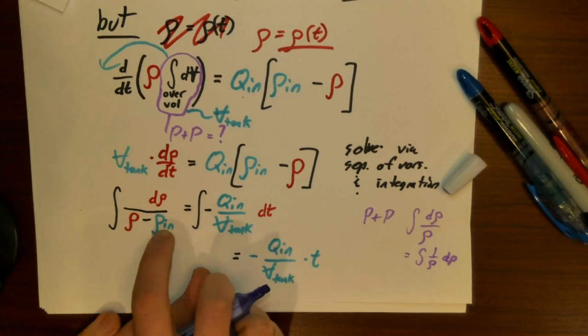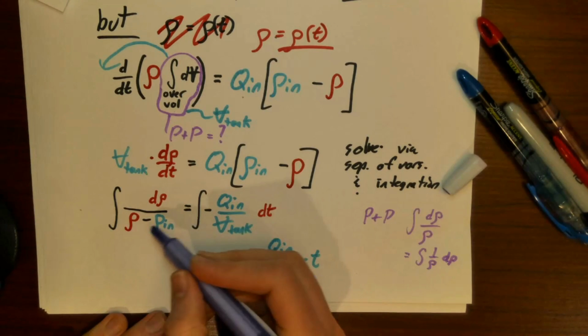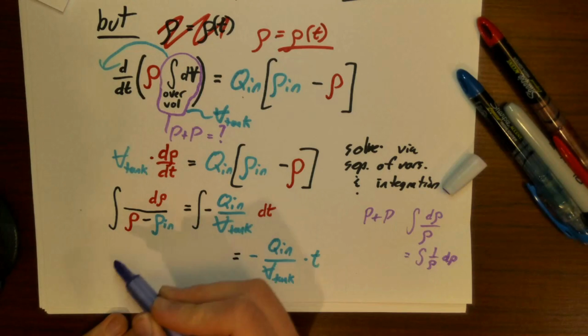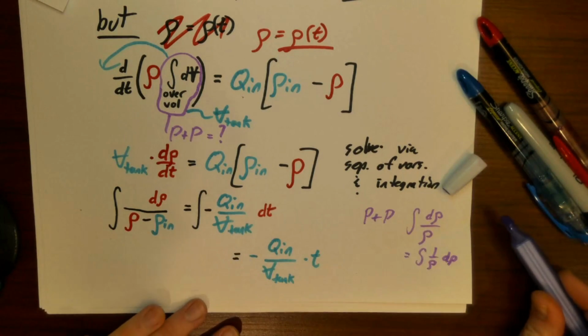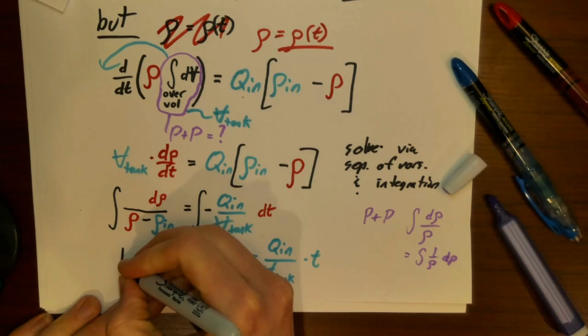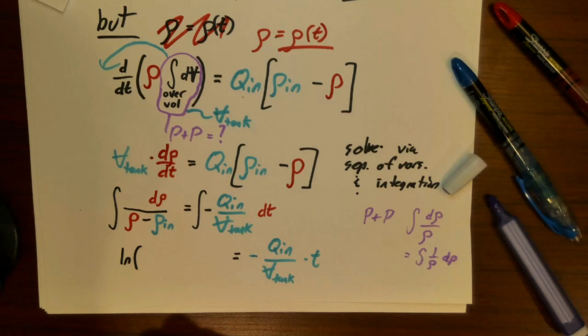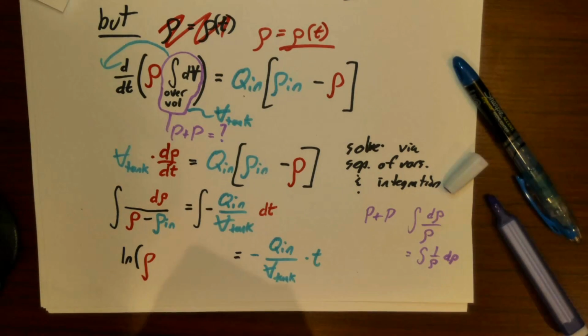But we have this minus rho in. So strictly speaking, if we wanted to be totally rigorous, we could do a u substitution, we could get all that stuff. But since there are no constants out here in front of this rho, why don't you just take my word for it that on the left-hand side we end up with natural log of rho minus rho in.